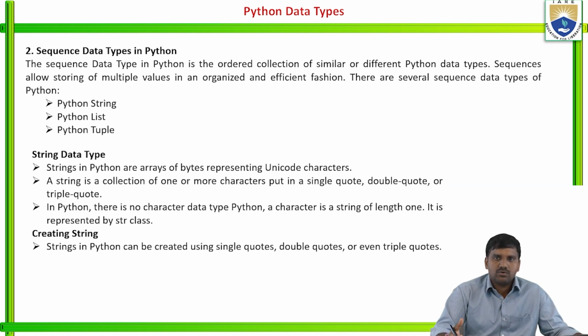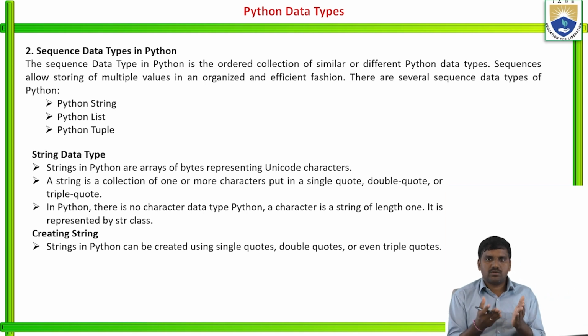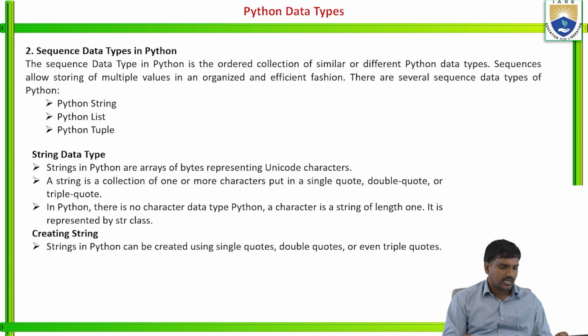Before that, we have discussed integer values, single values like 1 or 2, or 2.3 numbers. Python can also deal with sequences of numbers. In sequence data types in Python, we have Python strings, Python lists, and Python tuples. So here, the string data type.